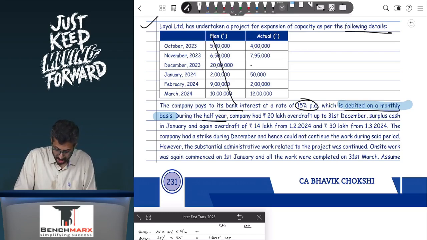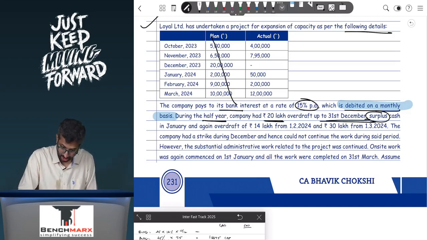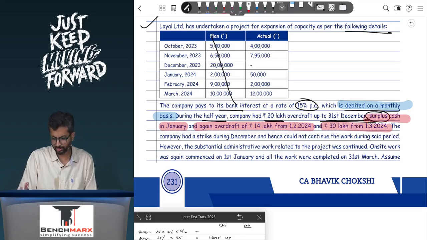During the half year, the company had a 20 lakh overdraft up to 31st December. Surplus cash, another problem, in January, and again an overdraft of 14 lakhs from February and 30 lakhs from March. So this is basically your borrowing amounts.